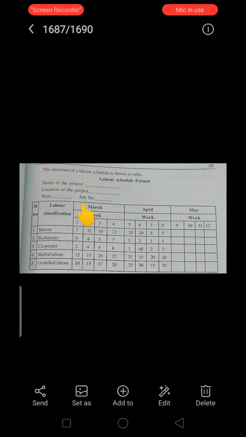So this is the first, meaning we are starting our project in the month of March, and these are the weeks, with the number of days in one week. This is the first week. In the first week we are going to take this much of masons, barbender, carpenter and skilled labor. Understand? This is the second week, third week and fourth week. These four weeks will exist in the March month, and these are all the manpower required in that particular month. In a similar way we are going to do it for the remaining months also, till our work is finished. Up to that we have to maintain this labor schedule.